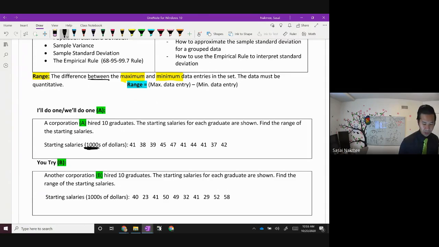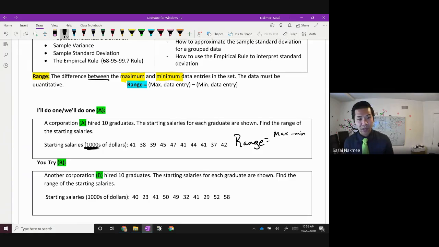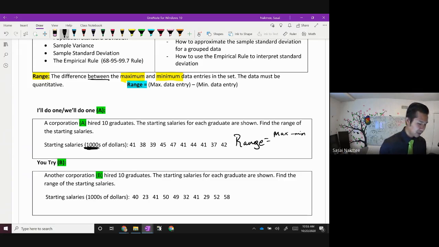So this person right here is making $41,000 in salary. This person next to him, who is also a graduate, is making $38,000 a year, and this one over here is making $39,000 a year, and so on and so forth. So to calculate the range, all I need to do is simply find the max and then subtract the min. That's all it is. The range is just the largest number minus the smallest number that you can find on here.